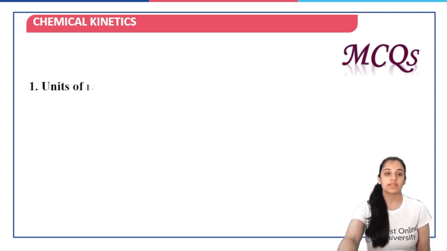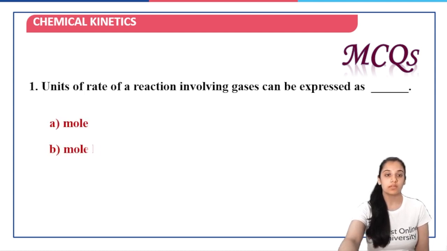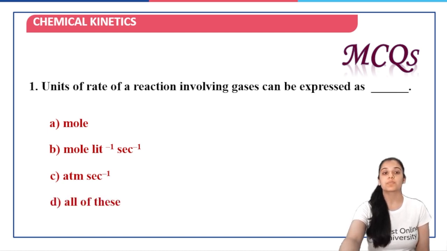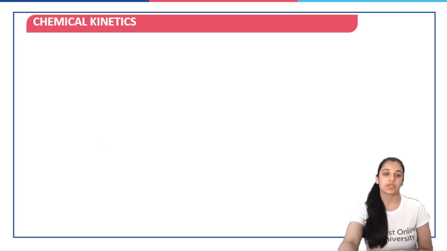Now, let us have a look at a few MCQs. Units of rate of reaction involving gases can be expressed as moles per liter per second, atm per second, that is atmosphere per second, or all of these. Option C is the right answer. We are not talking about any general reaction. We are talking about a very specific reaction that is involving gases. And the moment gases come into the picture, we cannot talk about concentration. We will talk about pressure. And pressure has the units atmosphere.